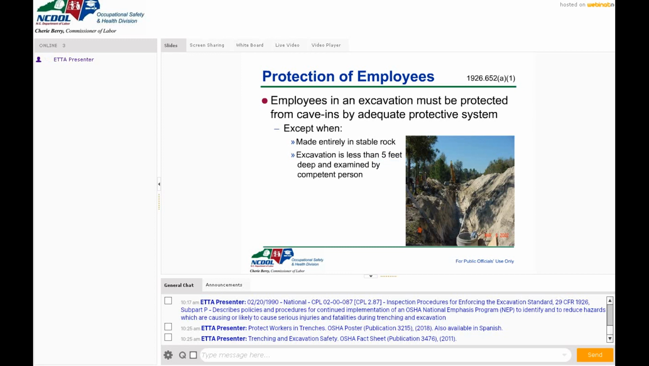Because let's say we're going to dig a 10-foot trench here in the ground. This is going to be 10 feet. How far do I have to slope this back for, let's say, C soil? Does anybody know off the top of their head? I'm really testing everybody because I'm not getting any answers.